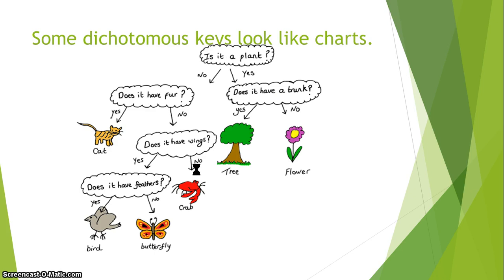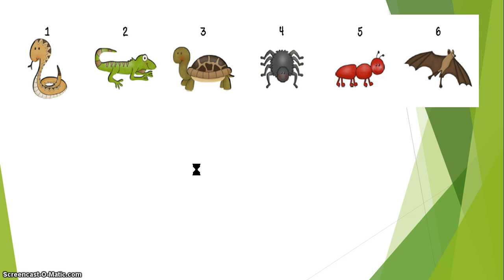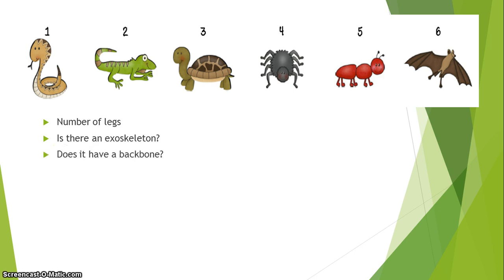The first thing we need to start with is a group of specimens. Here I have 6 living things: a snake, a lizard, a tortoise, a spider, an ant, and a bat. To begin to be able to make a dichotomous key, we need to create a list of the observable physical traits of these organisms. Things like number of legs. Is there an exoskeleton? Does it have a backbone? Does it have wings? Does it have scales? Does it have fur? Or does it have antennae?